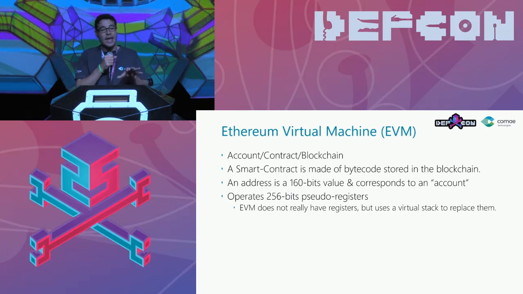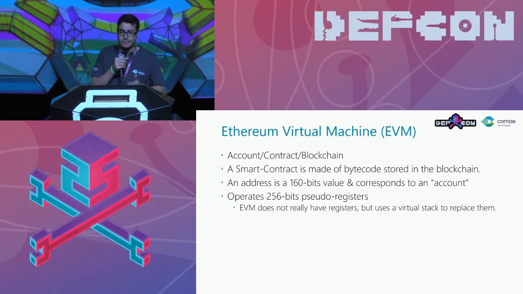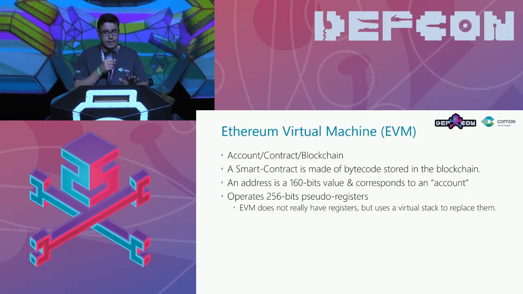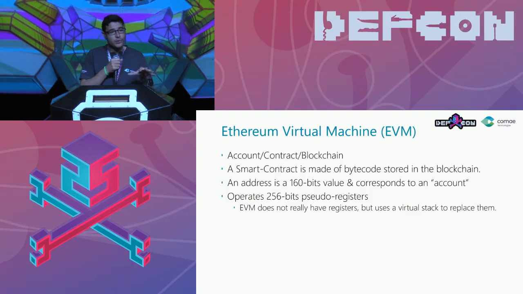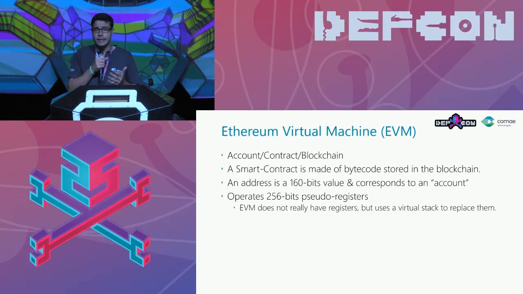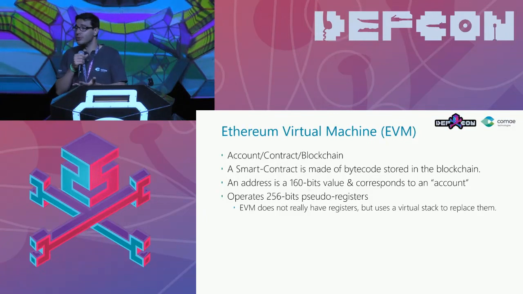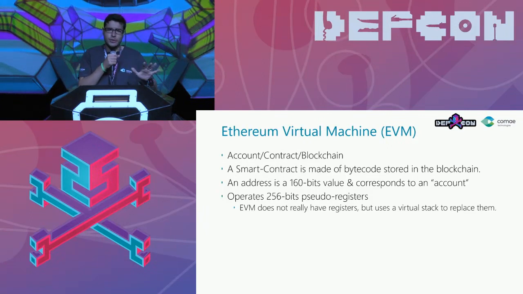But so the EVM, the Ethereum virtual machine. You have three concepts: account, contract, and blockchain, and they're pretty much interchangeable. Even personally, the difference is quite obscure, but I'm mainly focused on the actual bytecode, which is stored on the blockchain. A smart contract is basically a fancier word for bytecode, and it's stored inside the blockchain. It uses 160-bit addresses, and addresses correspond to an account. One of the specificities of the Ethereum virtual machine is that it uses 256-bit registers. But they don't really have registers like you would know in traditional architectures, like x86, for instance. They have this concept of a virtual stack.